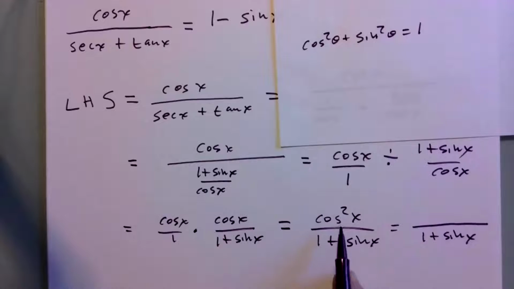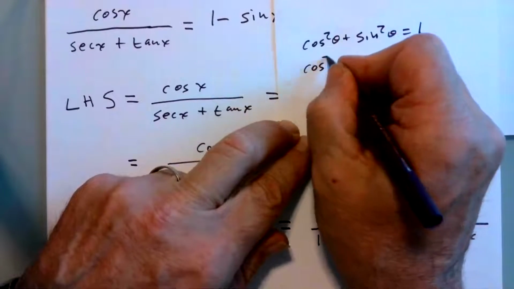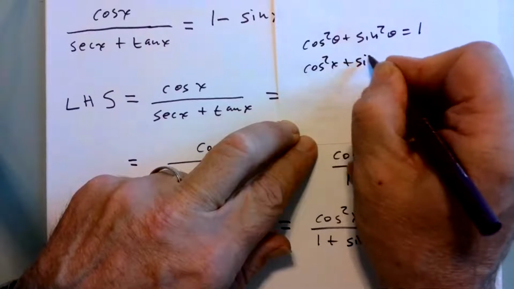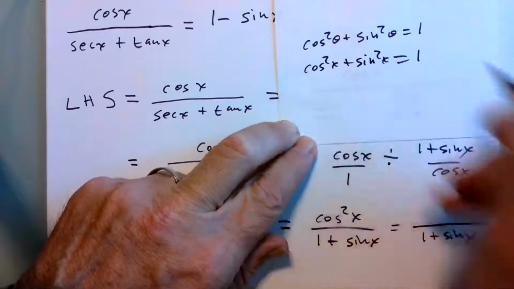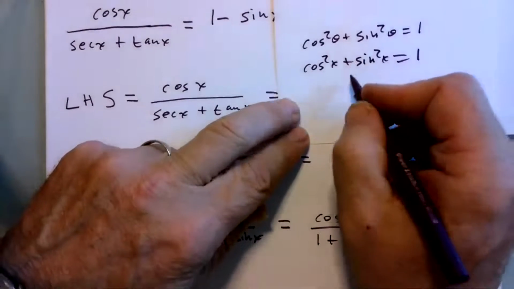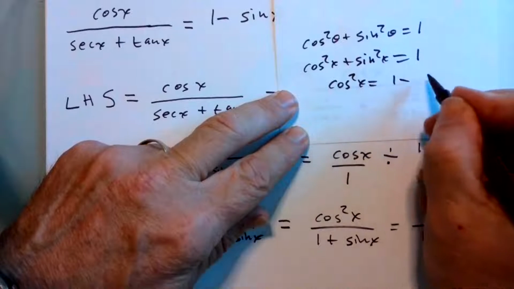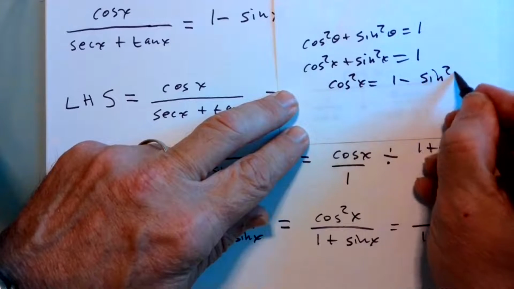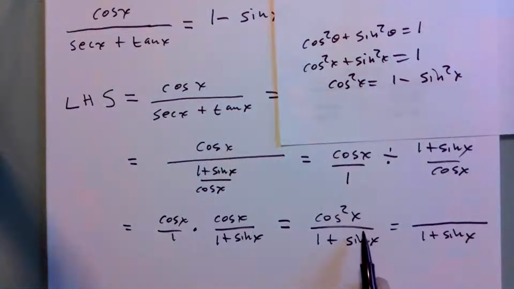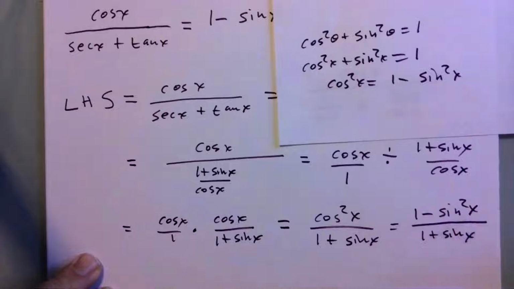I have cos squared x here, so certainly I could rewrite theta with x. I could say cos squared x plus sine squared x is 1. And then what is cos squared x? Solving for cos squared x, subtracting sine squared x from both sides, I get cos squared x is 1 minus sine squared x. And I can replace cos squared x with 1 minus sine squared x. That is one of our Pythagorean identities.